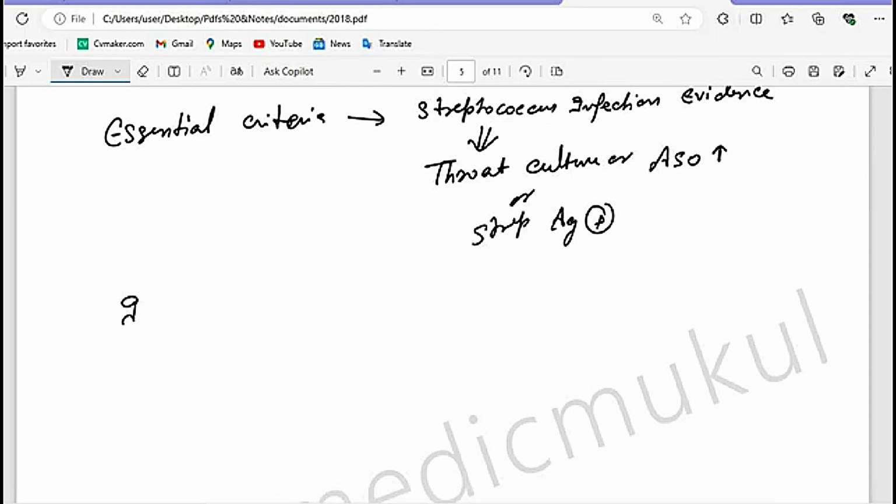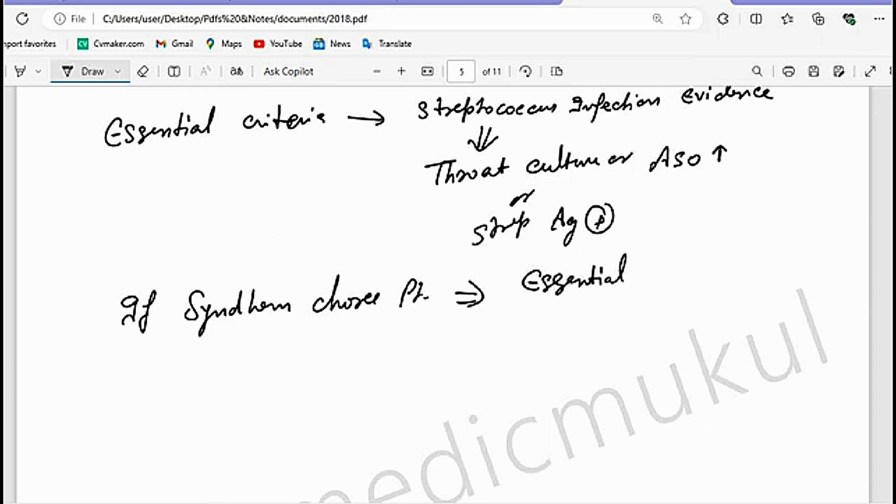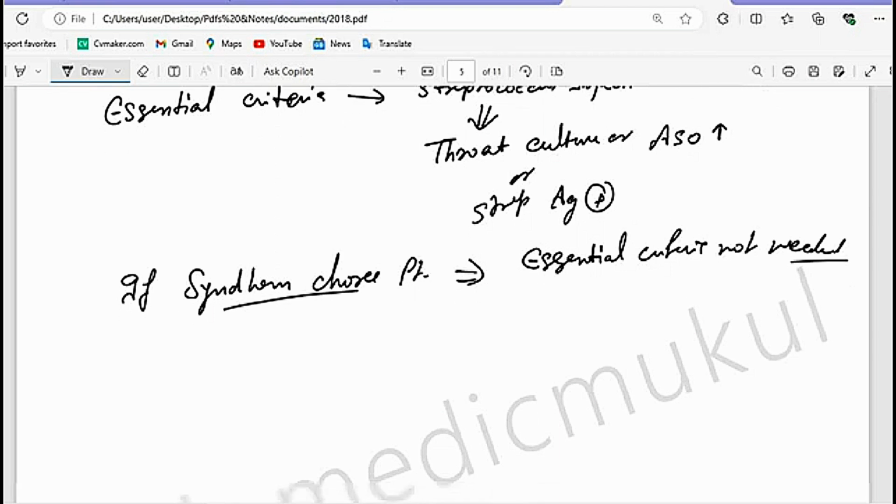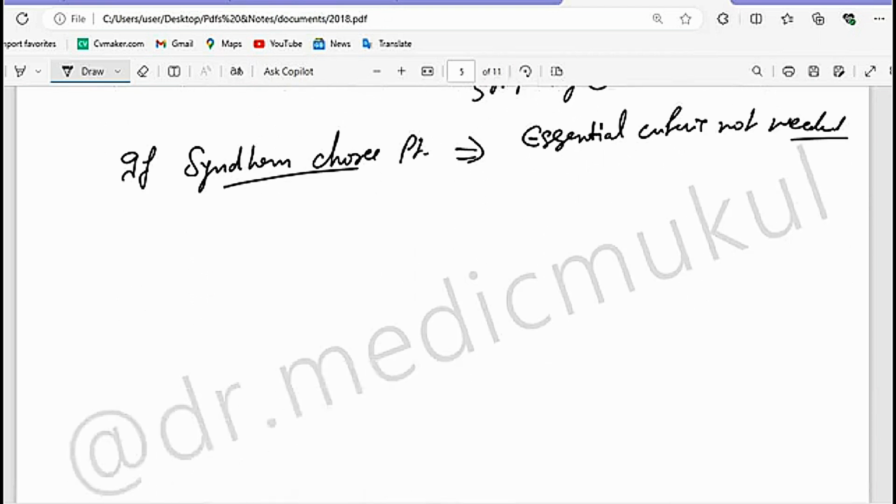If, among the major criteria, Sydenham chorea is present, then the essential criterion is not needed. We have discussed that it is a late manifestation. If the late Sydenham chorea is present, it means that the patient definitely has rheumatic heart disease.